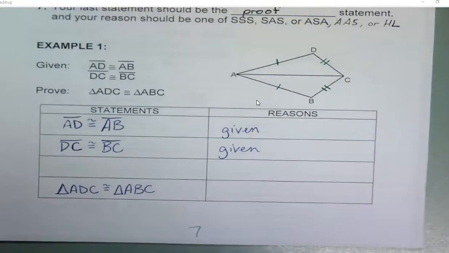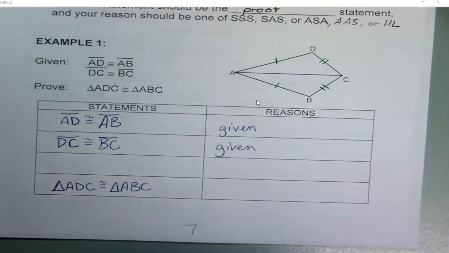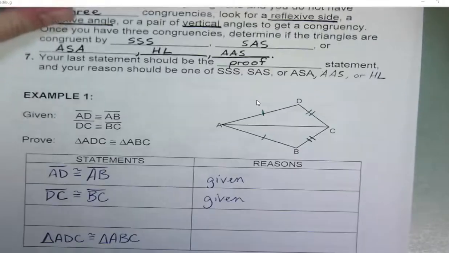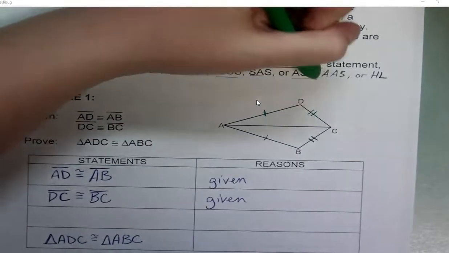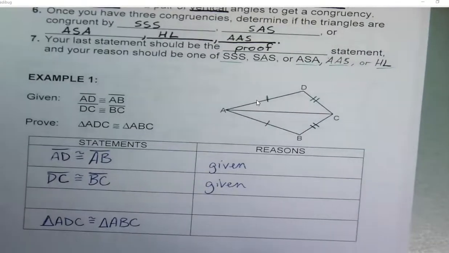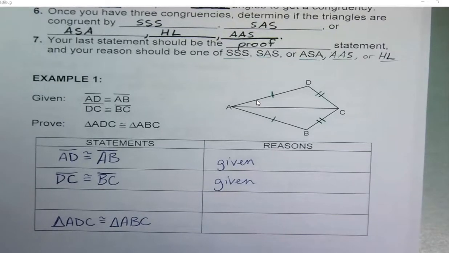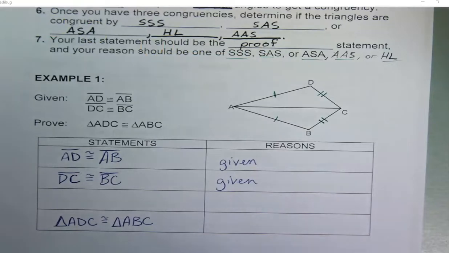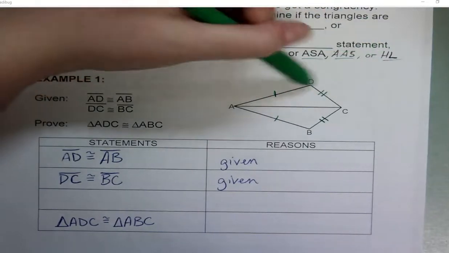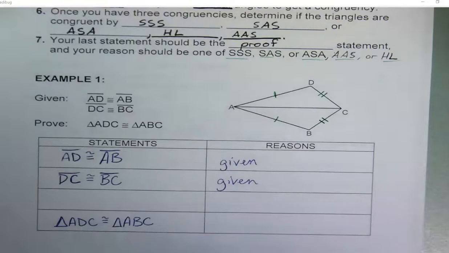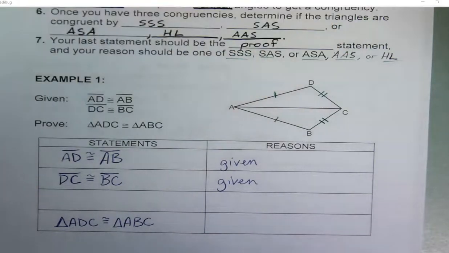Alright. Then we've got to figure out which one of these 5, listed right here, we can use to prove that these 2 triangles are congruent. So hypotenuse leg has to be a right triangle. We don't know if this is a right angle. There's no way that we can prove that, so we automatically know it's not hypotenuse leg.